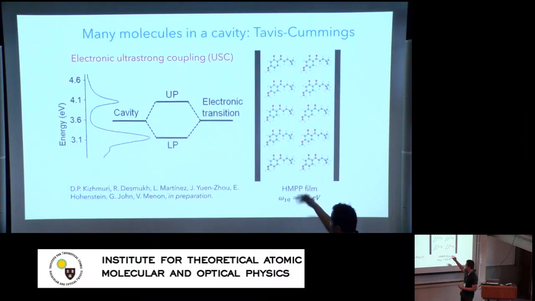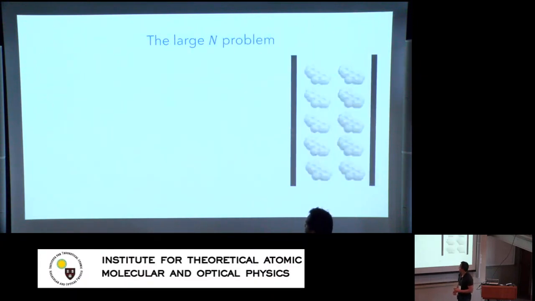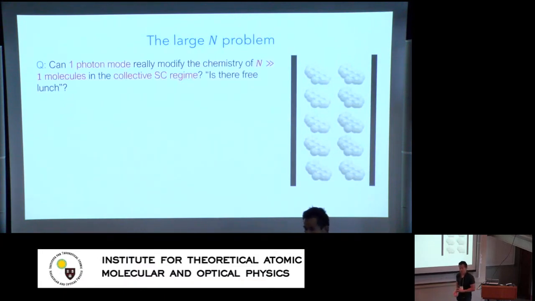And this is what you can do with electronic transitions of molecules. You get orders of magnitude larger Rabi splittings because the dipole moments are much larger for electronic transitions. Now I'm going to tell you about what we call the large N problem. The large N problem is the situation where you need to ask yourself whether a single cavity mode can really modify the chemistry of a huge number of molecules in the collective strong coupling regime. Most of us were grad students at some point, so we are used to asking the question, is there a free lunch? Just like the one we had a few months ago.